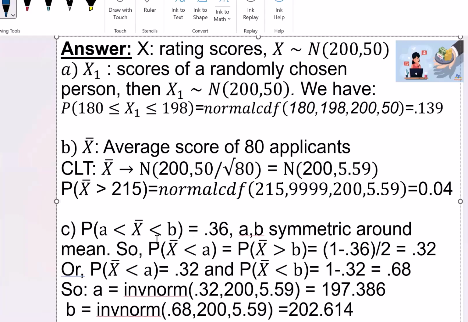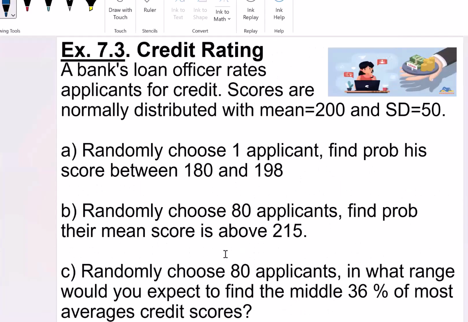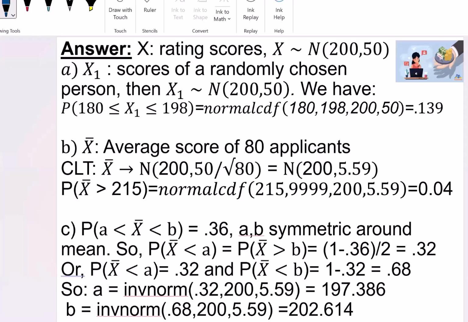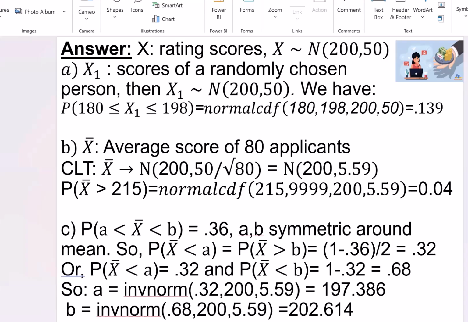And then in part C, what it asks here: randomly choose 80 applicants. So pretty much the same as part B. In what range should you expect to find the middle 36% of most average credit scores? In this case, basically it's a type of inverse norm problem, but a bit more specific. Let me quickly give you this slide, a new slide here.